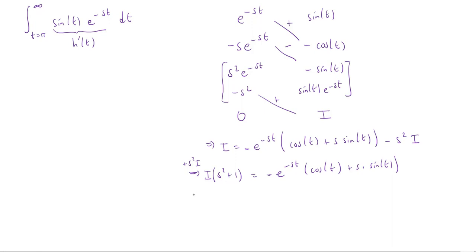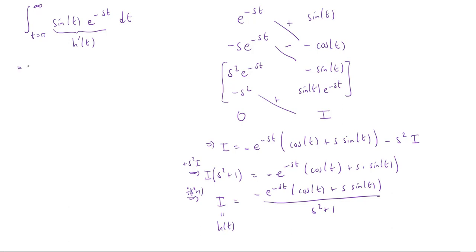Okay, I can divide by s squared plus 1. And I'll have now found my antiderivative. So I'm going to end up with here negative e to the negative st times cosine of t plus s sine of t, all divided by s squared plus 1. Right? That's my I, or if I like, that's my h, right? So this is actually my h of t.